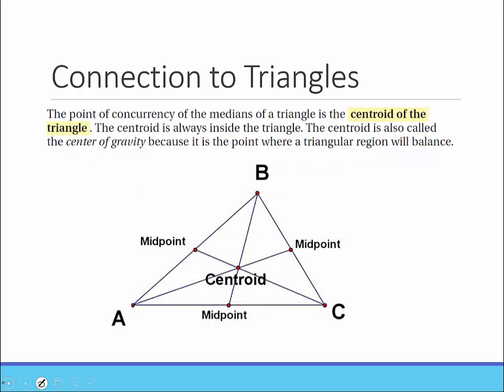The point of concurrency of the medians of a triangle is called the centroid of the triangle. The centroid is always inside the triangle, and the centroid can also be called the center of gravity because it's the point where the triangular region will balance. So we did this earlier in the year when we talked about midpoints. We found the midpoint of each of the segments, connected it to the other side, and then you got to balance your triangle on top of a pencil. That point right there is called the centroid.